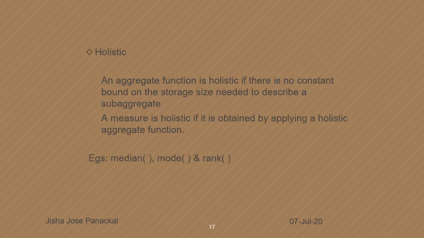The last one is holistic. An aggregate function is holistic if there is no constant bound on the storage size needed to describe a subaggregate. A measure is holistic if it is obtained by applying a holistic aggregate function. Examples: median, mode and rank. These are the different types of measures that can be used along with this data cube. You may use distributive, algebraic or holistic measures.